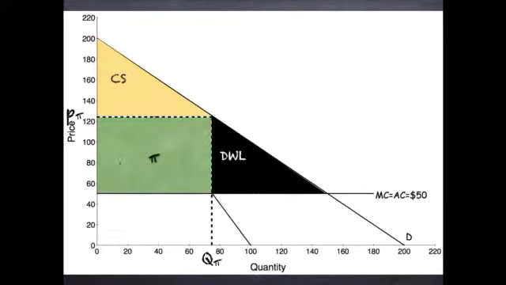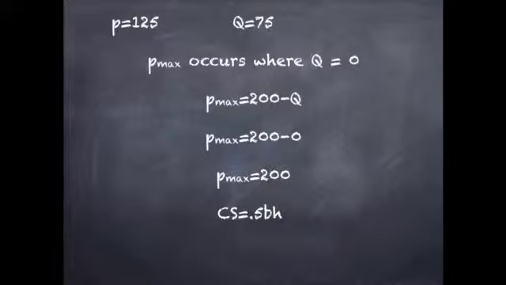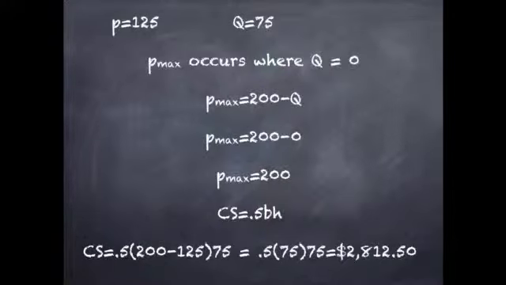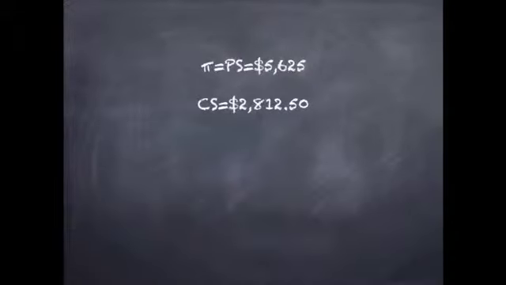So we calculated that here. Now we want to calculate what consumer surplus is equal to. We know what price and quantity are equal to, and again, we know the price maximum has not changed. So the consumer surplus is going to be equal to 1/2 base times the height. The base is going to be equal to 75, and the height is going to be equal to 200 minus 125, which is 75. We multiply that through, and we get a consumer surplus of $2,812.50.